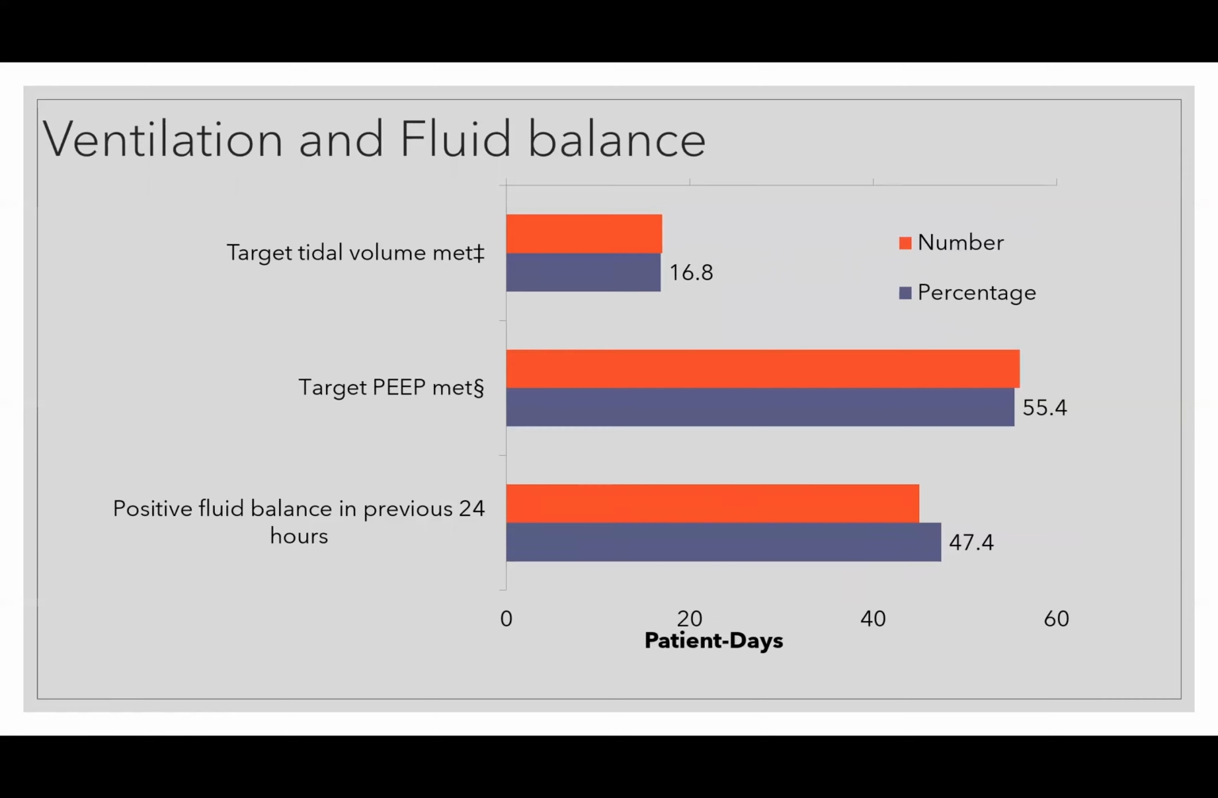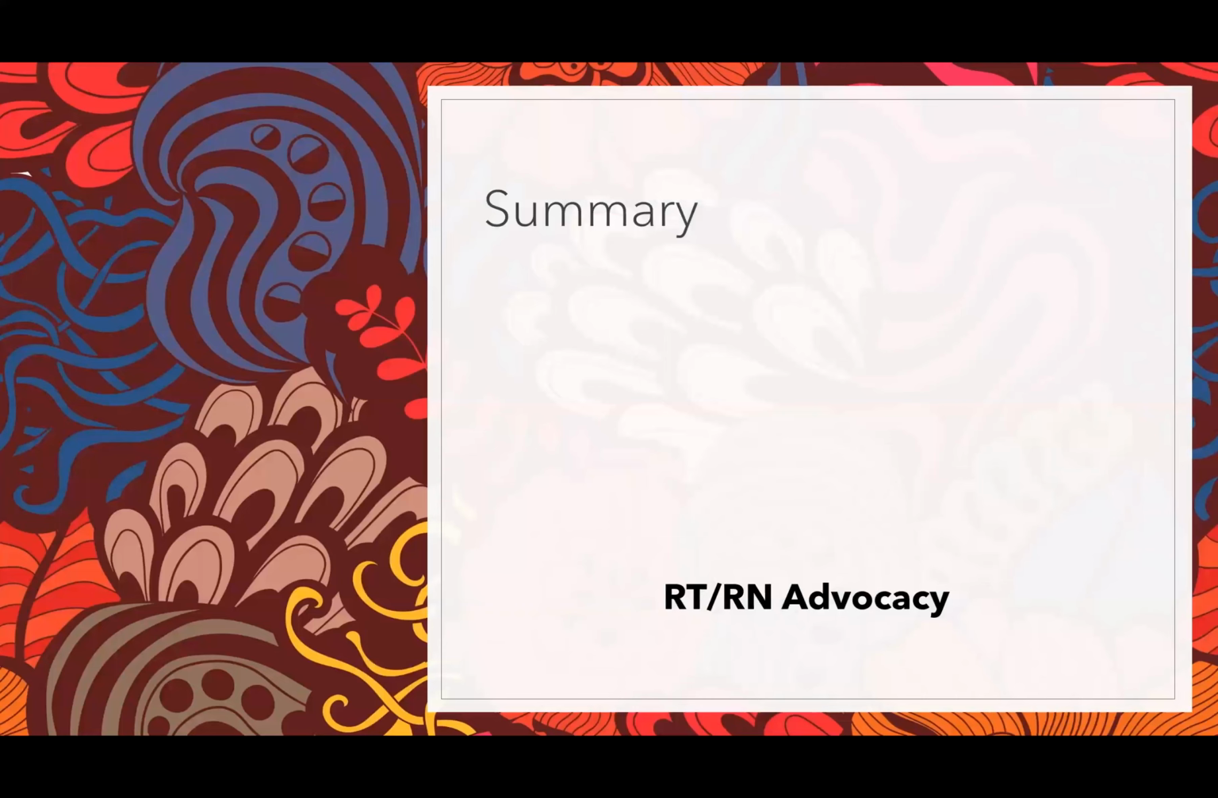And then in terms of our ventilation and fluid balance, you can see here 16% of the time we meet our target tidal volume, 55% our target PEEP, and 50% we have a positive fluid balance in 24 hours. So I think that there's a lot of room for improvement here.